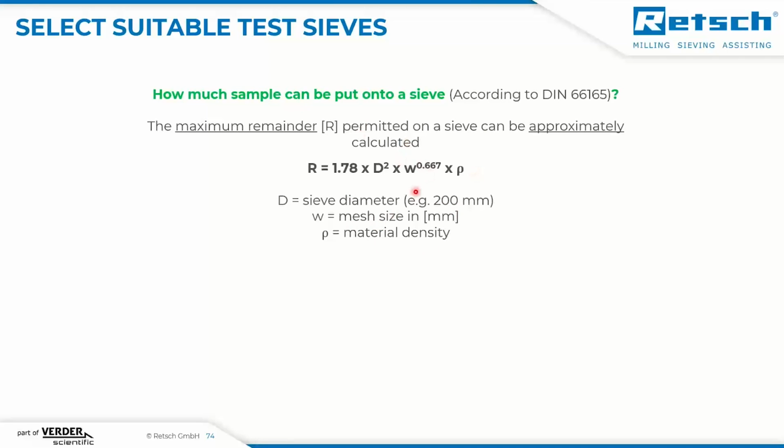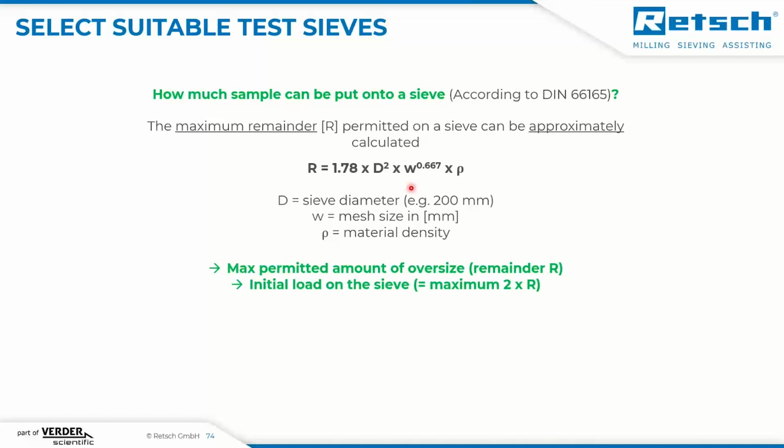And then you can calculate it, and what comes out is the maximum remainder which is permitted on a sieve after the sieving process. So how much material can be collected as a fraction after the sieving process on a specific sieve. And the load is just double that remainder. So twice as much sample can be loaded onto the sieve in the beginning.